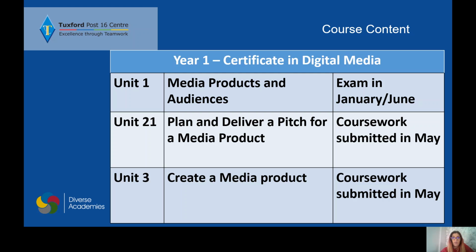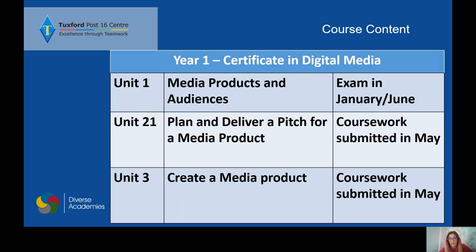The first unit, unit 1, is called Media Products and Audiences. So this is all about learning the theory behind media products and audiences. It's assessed in an external exam. So that takes place in January and June. So you do have 2 chances to sit the exam if you want to better your grade, or you want to just get it out of the way in January, depending on what your teacher thinks is best.